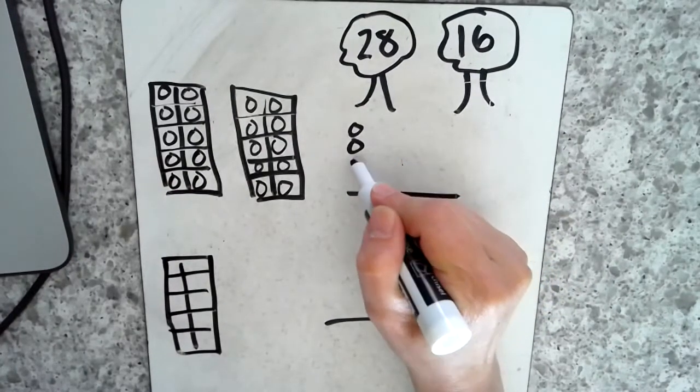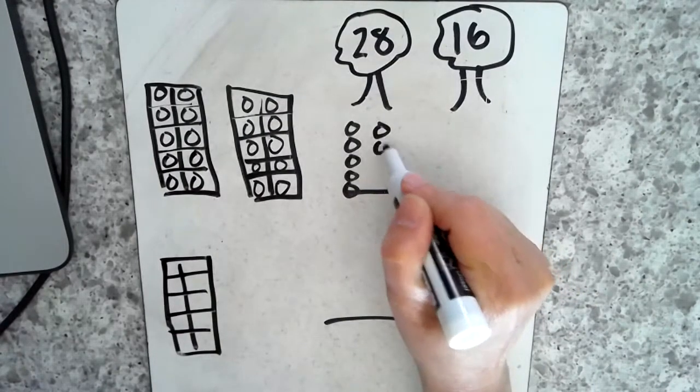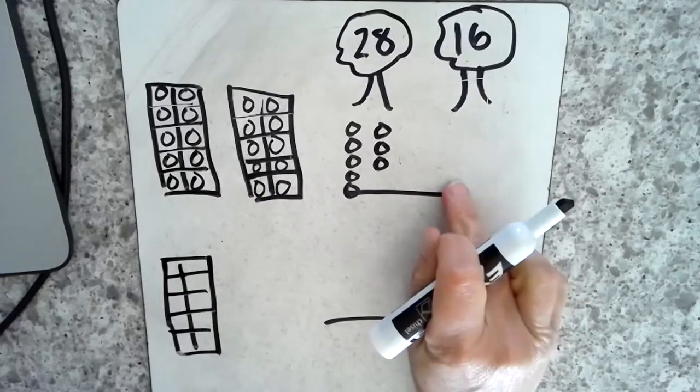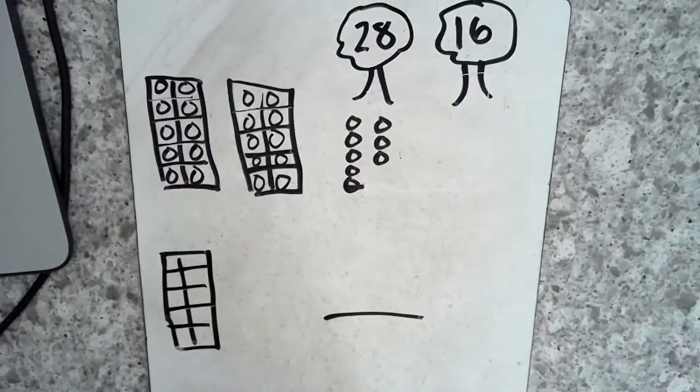21, 22, 23, 24, 25, 26, 27, 28. And those are the apples that David picked. So Sarah also picked some apples.